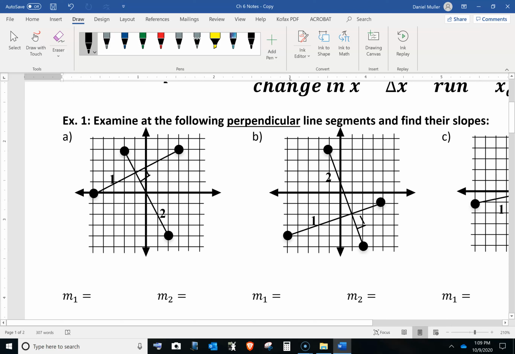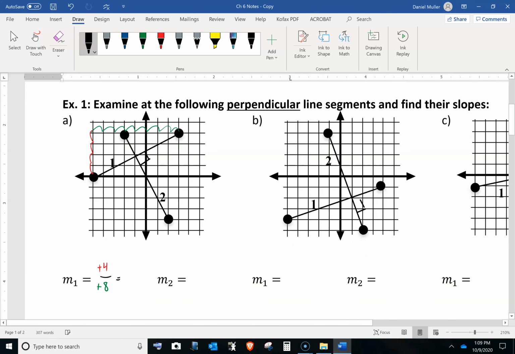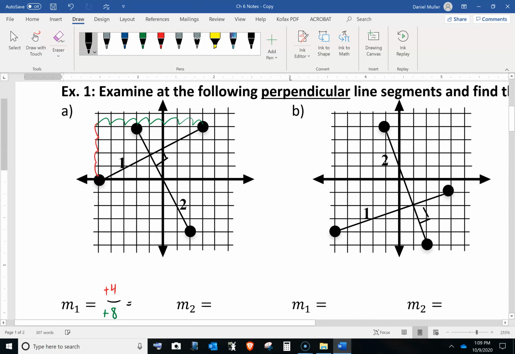And so the idea here is examine the following perpendicular line segments and find their slopes. So they're already telling us that these are perpendicular. Now let's actually hope that they are. So I'll deal with 1, and we'll do rise over run. So 1, 2, 3, 4. That's my rise. So my rise is up 4. Remember, I started on the left dot, and that's always what I'll do. And then 1, 2, 3, 4, 5, 6, 7, 8. So 8 to the right, so a positive 8. And we can reduce that fraction to 1 over 2. Okay, so that's the slope of this.